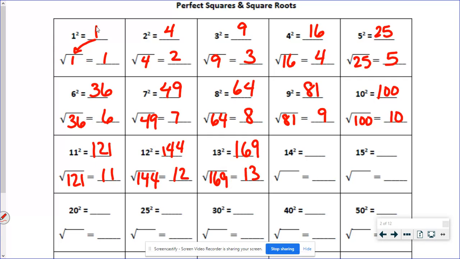Now for 14, we just flip the two numbers at the end. It's 196. So the square root of 196 is 14. 15 squared is 225. So the square root of 225 is 15. After that, most of these, not all of them because 25 is in here, most of these are just multiples of other numbers that we already have.